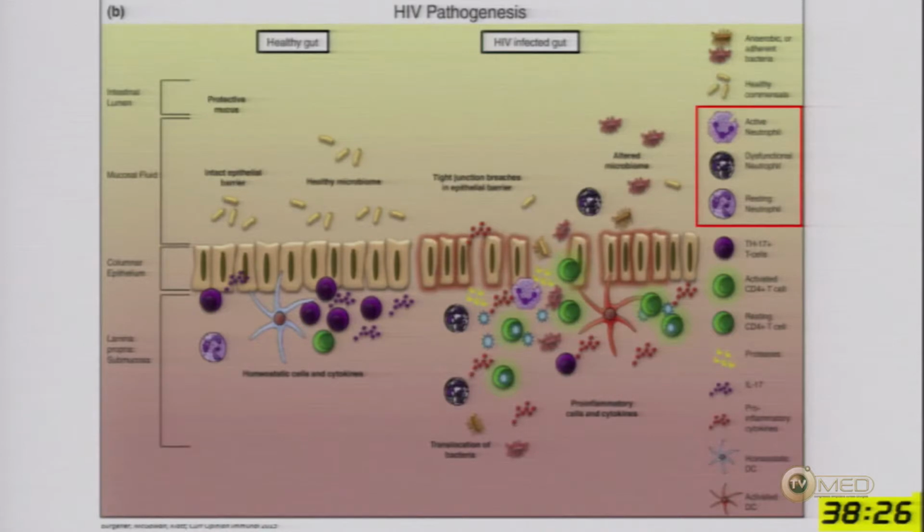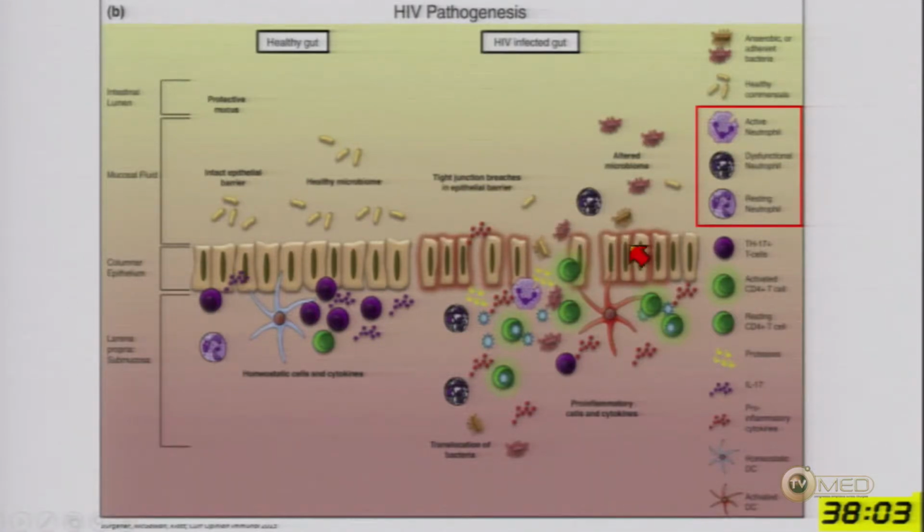So here's just kind of a cartoon of what I've been telling you. You have this tight epithelial barrier of the GI tract. You have all these homeostatic cells and cytokines, and we're going to talk a lot about this cell in particular, the neutrophil, in a moment. And hopefully you have a healthy microbiome that's going to protect and maintain that barrier and have good interactions with those immune cells to make sure that you don't have overt inflammation.